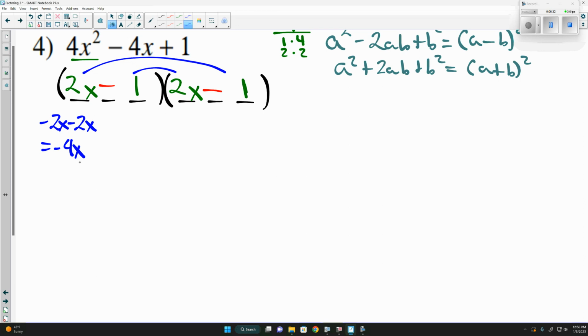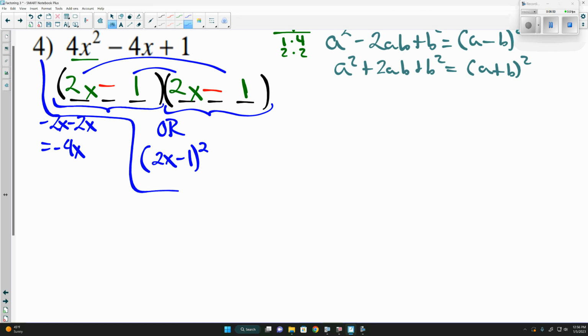And again, the reason this is a special one is because one of our factors is 2x minus 1, and the other is indeed 2x minus 1. So this is written as 2x minus 1 squared. Either one of these is the correct answer. You just need to pick one. We can rewrite it as one set of parentheses squared, or we can have it as two.